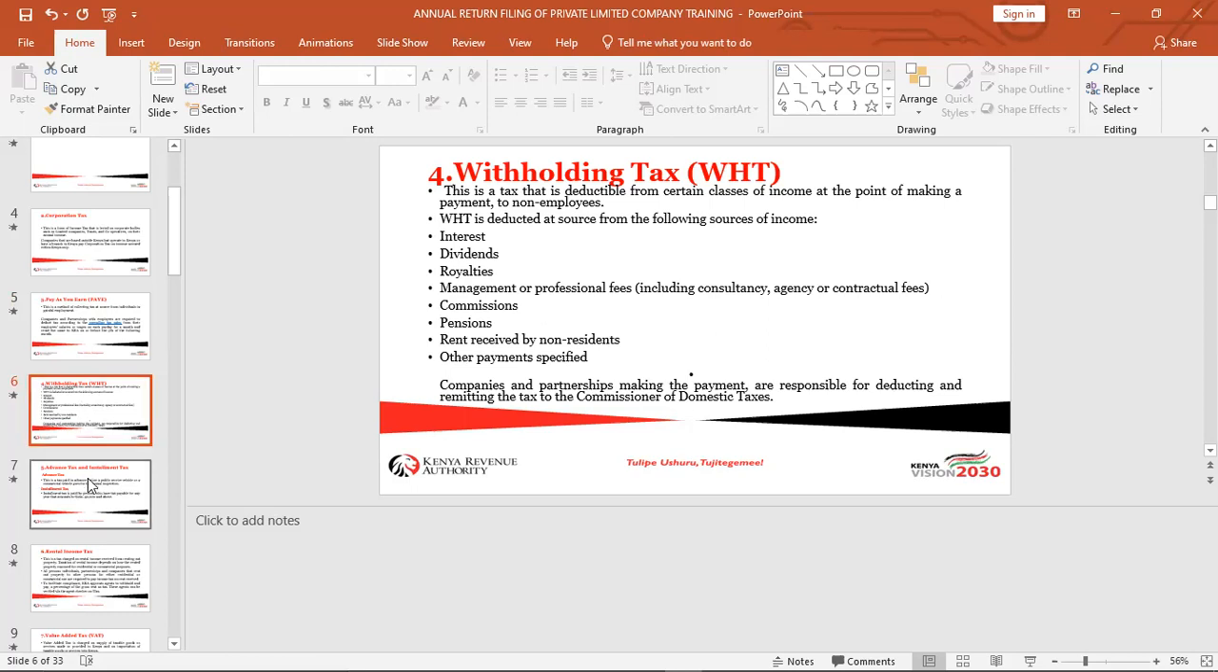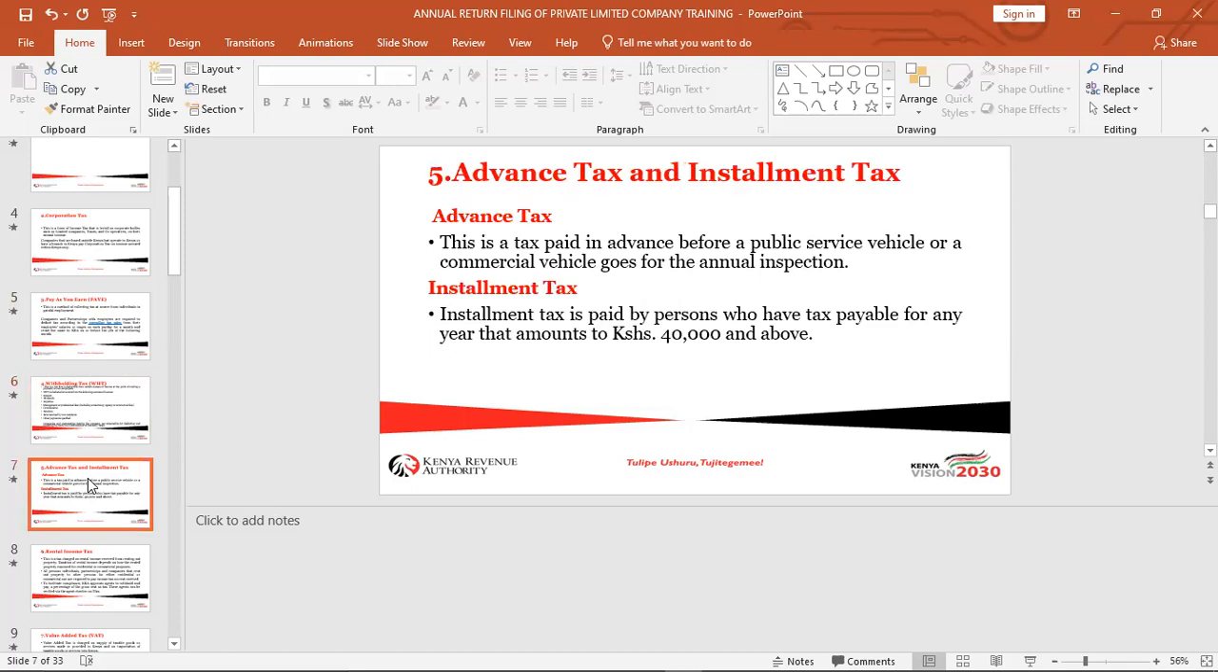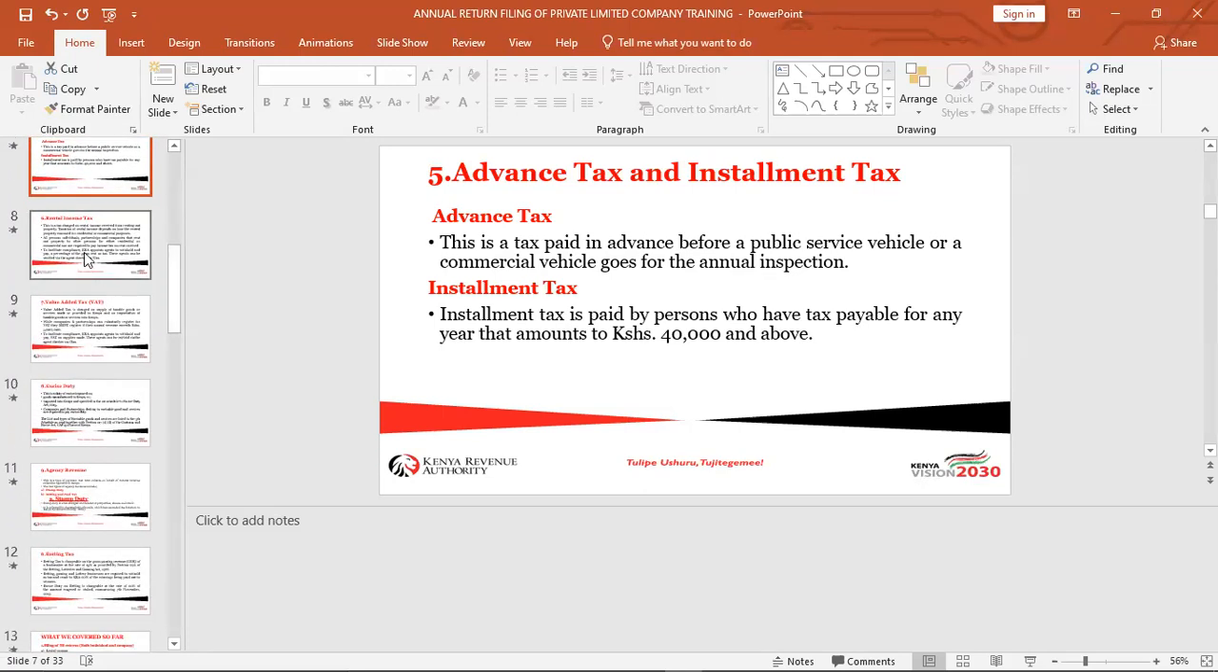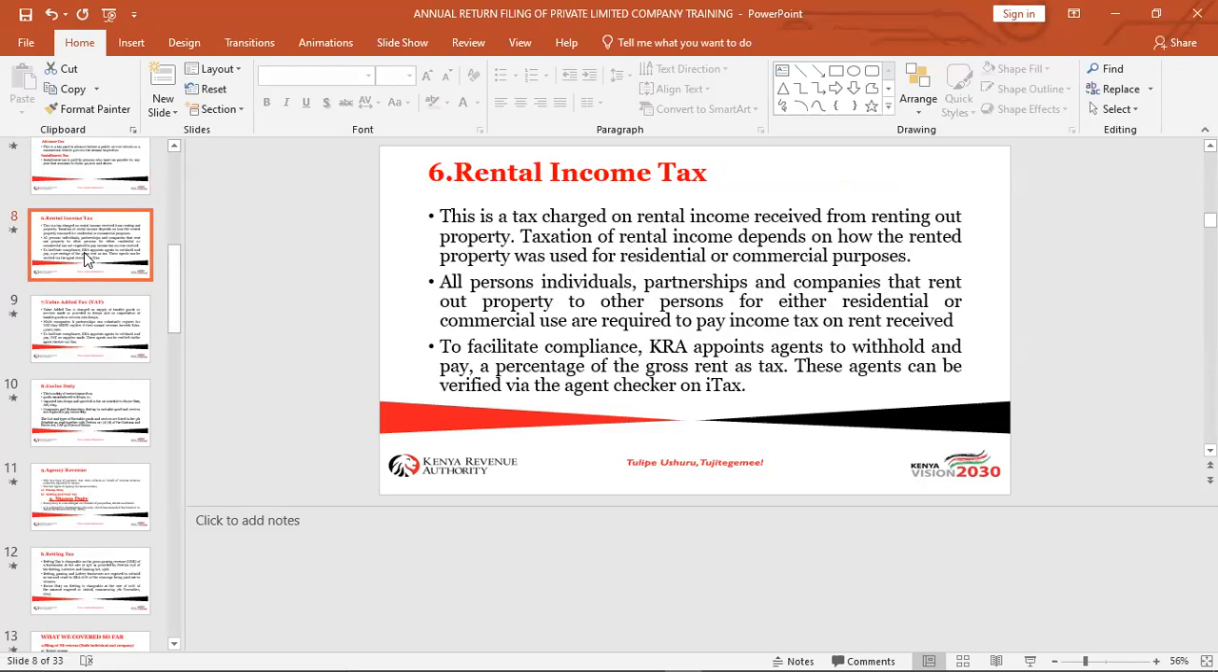Then another one is advance tax and installment tax. We are also supposed to cover that one fully and see the functionality in the iTax. Another one we are supposed to cover is rental income tax. We have covered the monthly rental income for residential income. We have not done non-residential income, which attracts what we call VAT, that is withholding tax, VAT. That one we are going to cover.